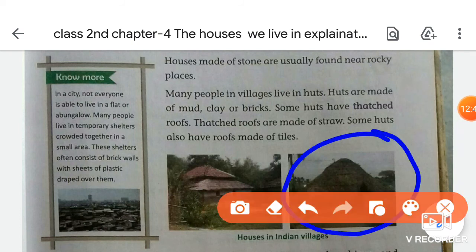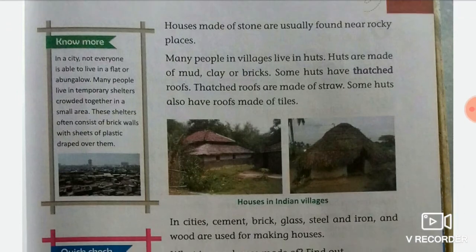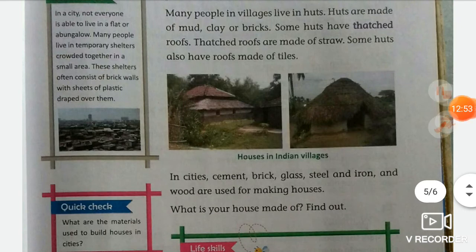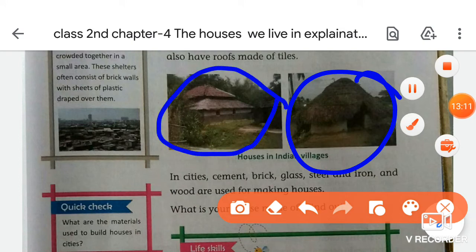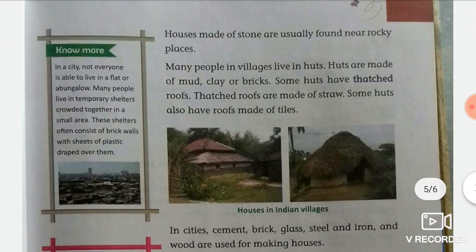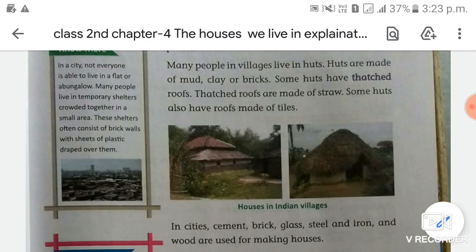Okay, as you can see, these kinds of houses are called huts, which are made of dry leaves, straw, etc. And this is also a kacha house, but this house is made of tiles, mud, etc. Okay, so these both houses are kacha houses in villages.